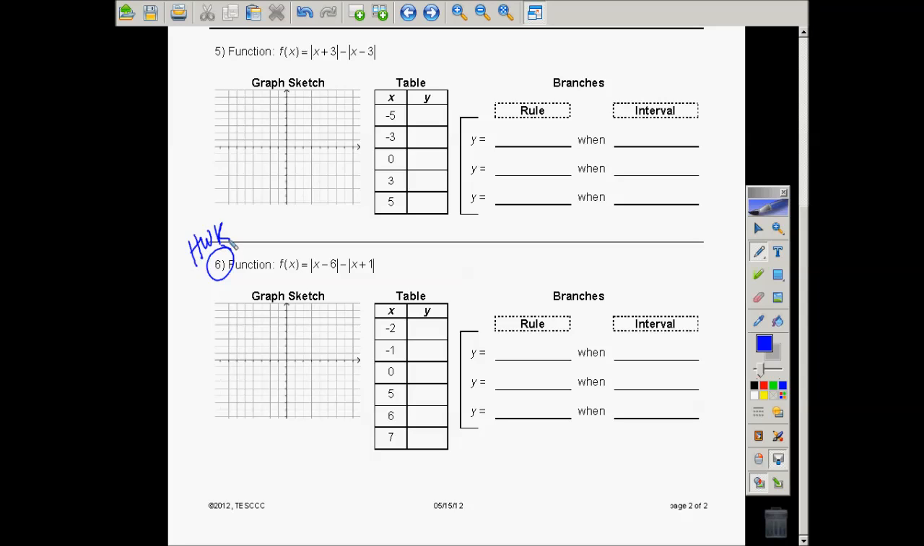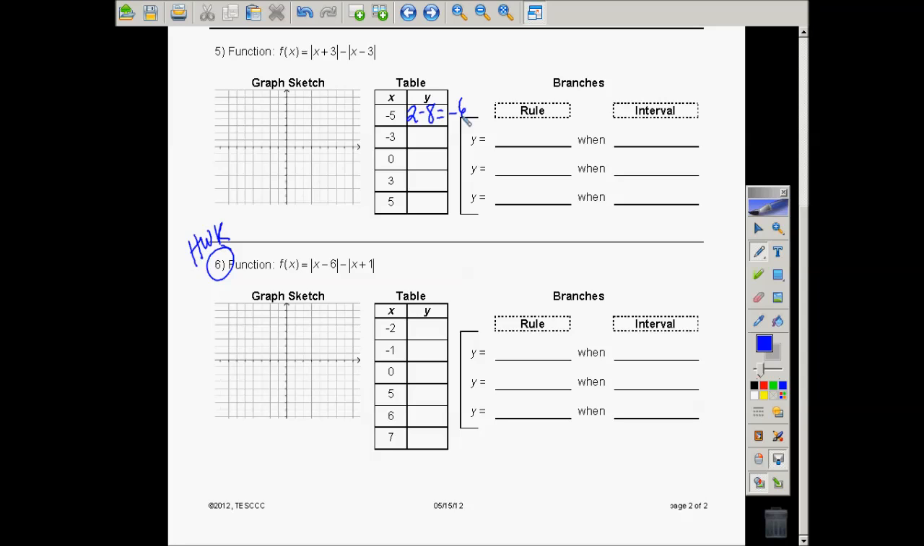All right, so same thing here. I'm going to plug in and figure out where my points are. So I plug in negative 5. Negative 5 plus 3 is negative 2. The absolute value of negative 2 is 2. Negative 5 minus 3 is negative 8. The absolute value of negative 8 is 8. So what's 2 minus 8? Negative 6. All right, that one's done.